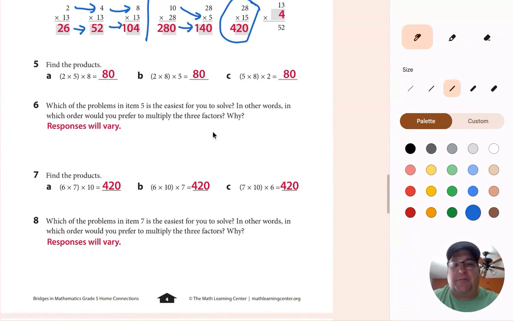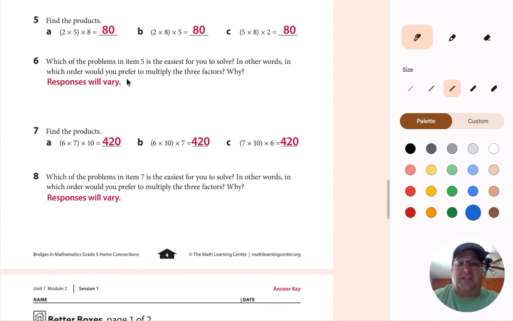Number 5, find the products. Now in class, I told them all these answers are going to be the same. So yep, spoiler alert, they're all 80. But I need to see the work. And I did say this time I want you to follow the rules. Because if you're just multiplying, you don't actually have to follow the rules. But I said follow the rules on these 3. And then number 6 is going to ask you, which one of these do you think was the easiest? So it's just how your brain works. Do you want to multiply 5 times 2 and then multiply by 8? Do you want to do 2 times 8 times 5? Do you want to do 5 times 8 times 2?